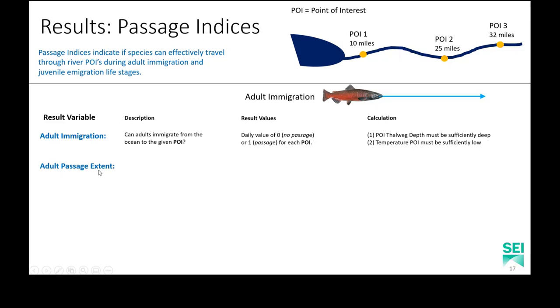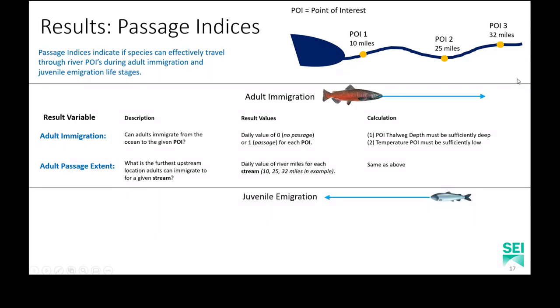A very related variable is called adult passage extent. And this is sort of an aggregation of the adult immigration, where it asks, what's the furthest upstream that they can immigrate to for the entire stream? So we have 1 value for the whole stream instead of the POI. And now our value is expressed in terms of river miles. So can we get 10 miles or 25 or 32? And then the answer is our value. And the calculation is the same, looking at the depth and the temperature.